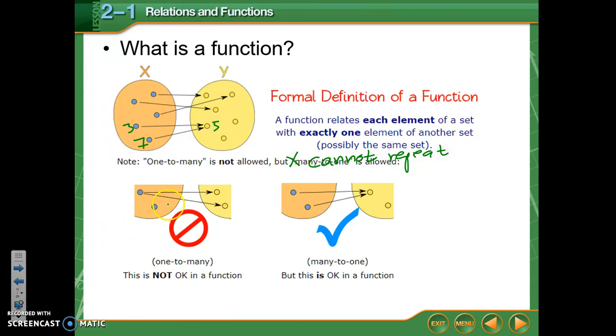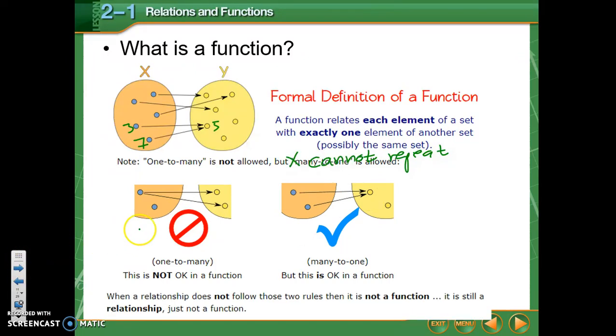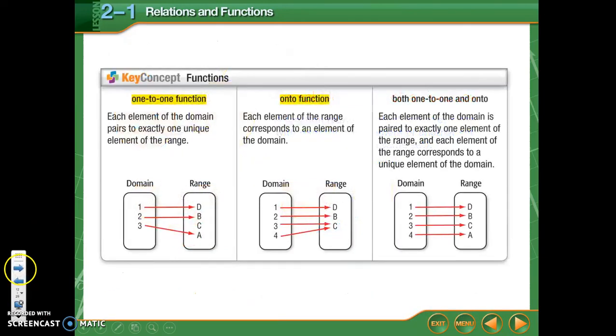This is another example of that. So this is not okay. The x cannot be used twice. This is fine. Y can be used twice. That's fine. If a relationship does not follow these rules, it's not a function. It's still a relation or a relationship of ordered pairs, but it cannot be considered a function specifically.